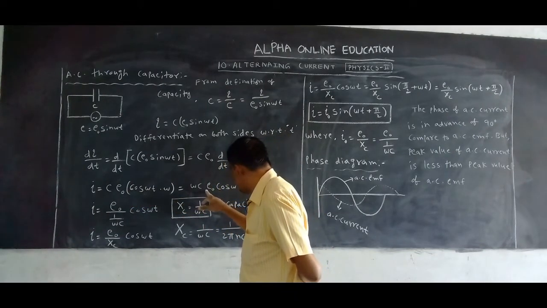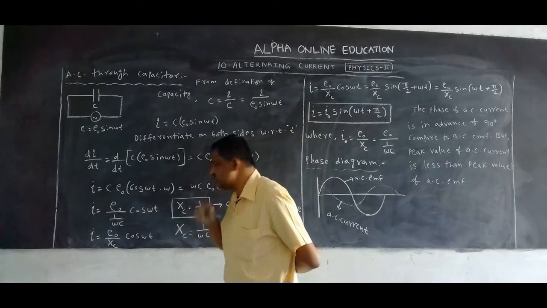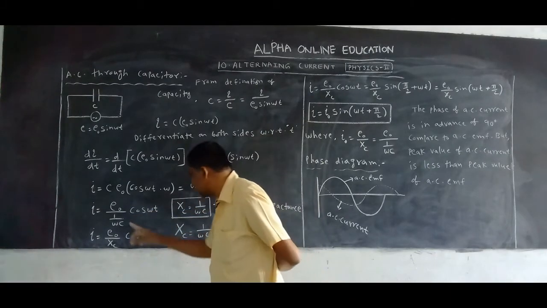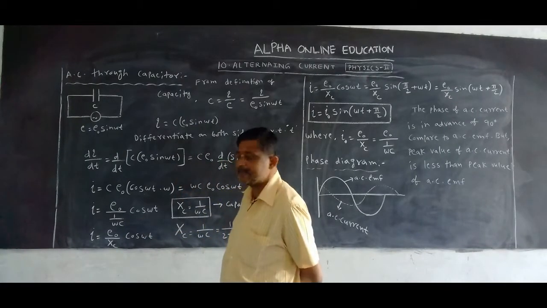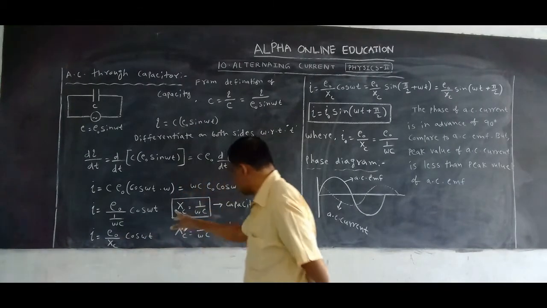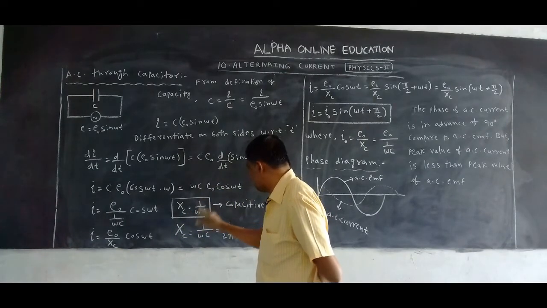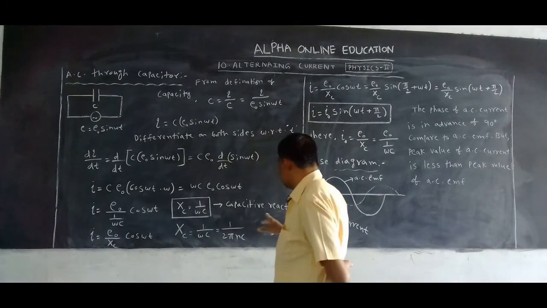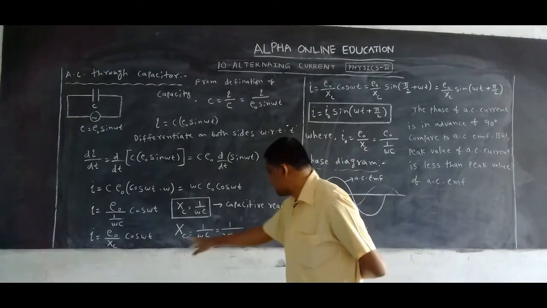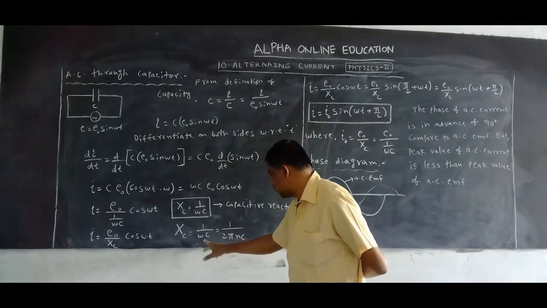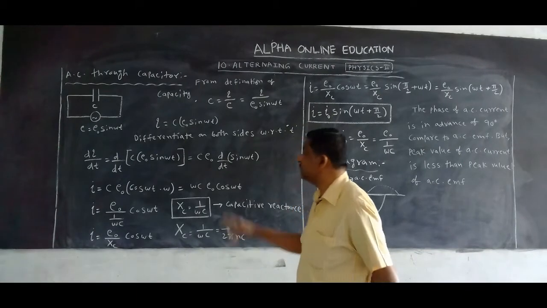So E0 by 1 by omega C we can write here cos omega t. 1 by omega C is taken as XC. XC is equal to 1 by omega C, it is called capacitive reactance. Now what is XC? 1 by omega C, where omega is equal to 2 pi n.